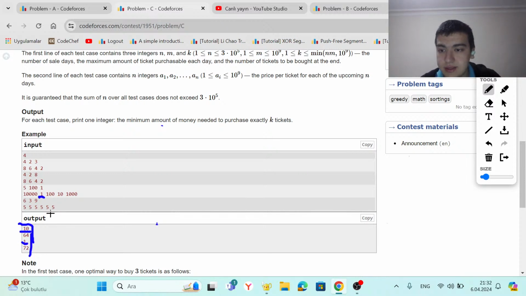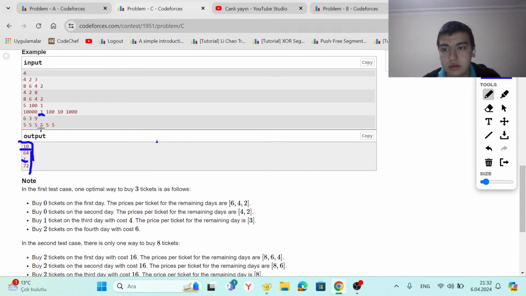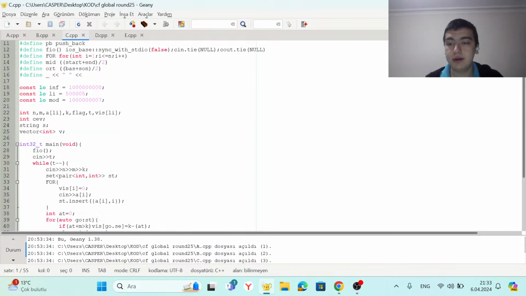And in this example, nothing is important. Choose any three of these tickets. It is not important whether we choose these three, or this and this and this, or any other option. They are all the same. I think the best input in this task's samples for understanding the solution is this one. And let's continue with the code.